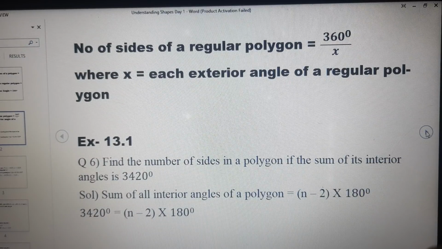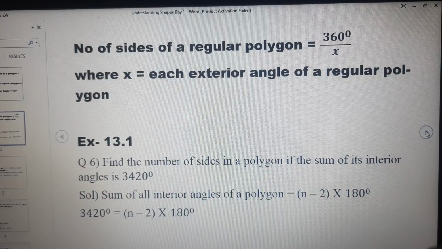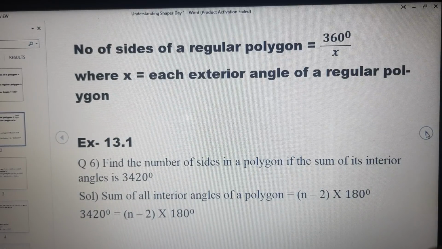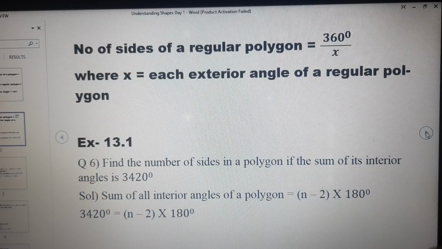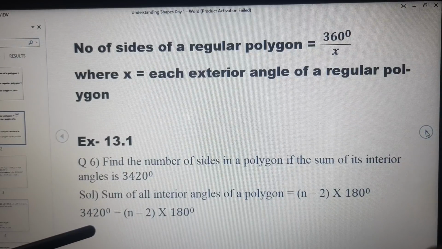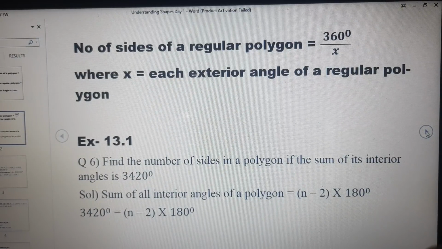Exercise 13.1, question number 6. It says that find the number of sides in a polygon if the sum of its interior angles is 3420 degree. So first of all, we'll apply the formula. It is (n minus 2) into 180 degree. And as the value has been given, we'll put it.